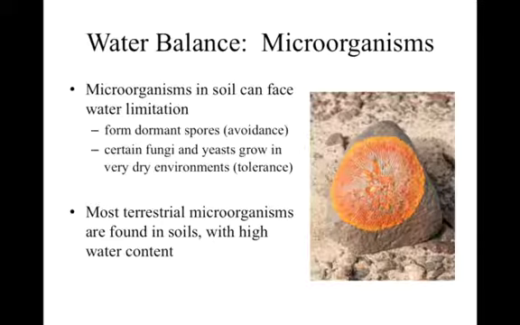So the next thing to think about is microorganisms that are terrestrial. So microorganisms can live on land. They can even live in very, very dry environments. And in these environments, they do face water limitation. And so one way that they frequently deal with that is to form spores. A lot of bacteria will sporulate anytime the system dries out. And this is basically a way to avoid the water limitation.